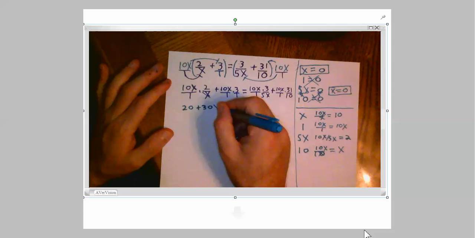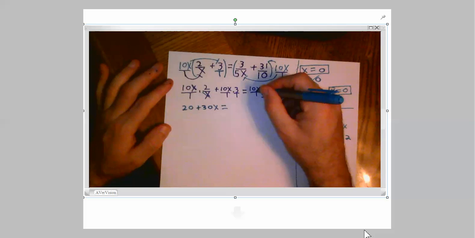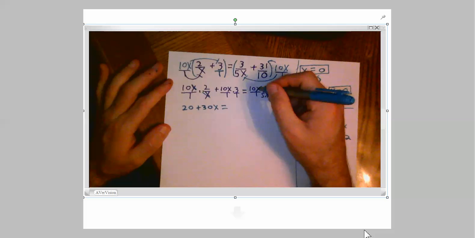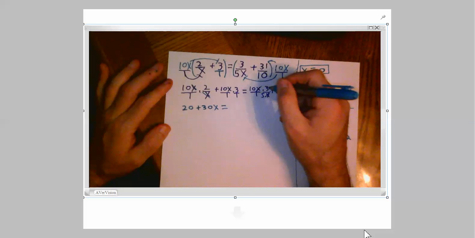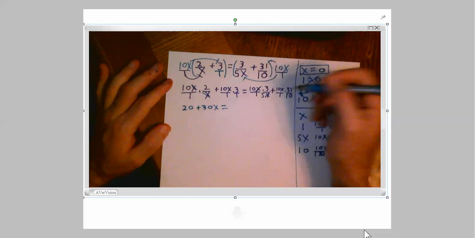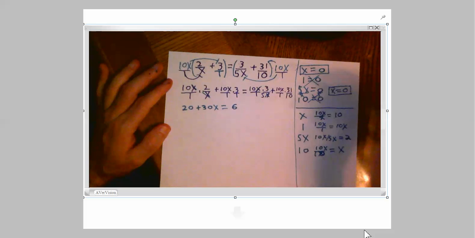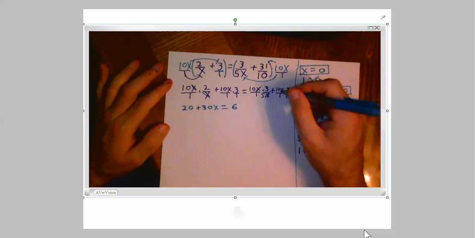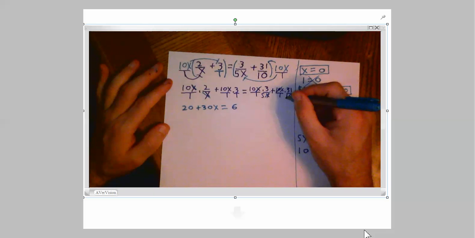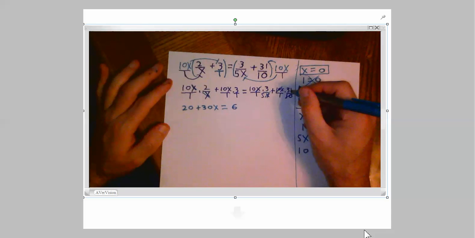Now this is going to be equal to, in this case, the x's are going to cancel, and 10 times 3 is 30. 30 divided by 5 is 6. So this is just going to be 6. Or you could cancel the 10 with the 5 to get 2, and then 2 times 3 is 6. Whatever you want to do. And now here the 10's cancel, and this becomes 31x divided by 1, which is just 31x.